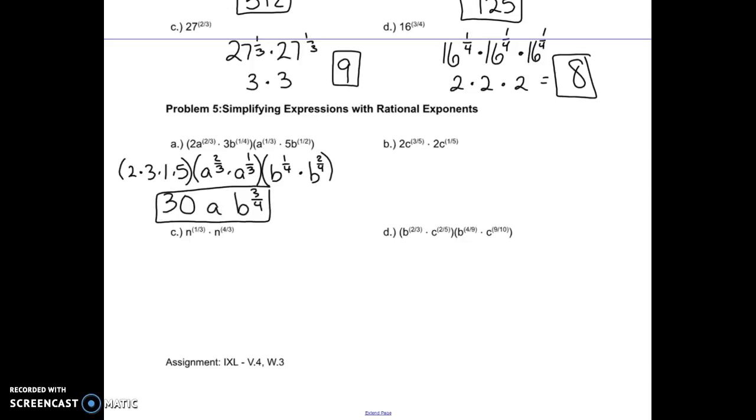Same thing for b. We're going to pull our coefficients out in front, so 2 times 2. And then we've got c to the 3/5 and c to the 1/5. 2 times 2 is 4. 3/5 plus 1/5 is 4/5. So 4, and then c to the 4/5.